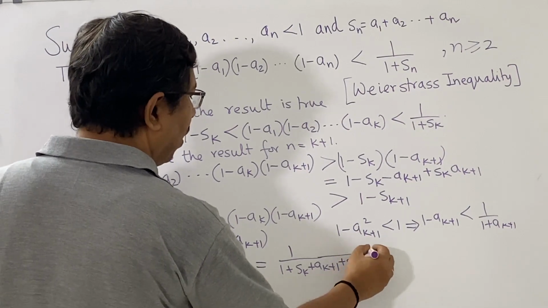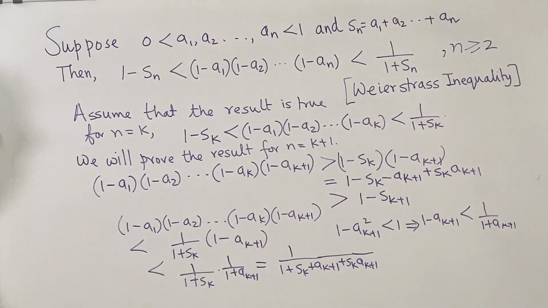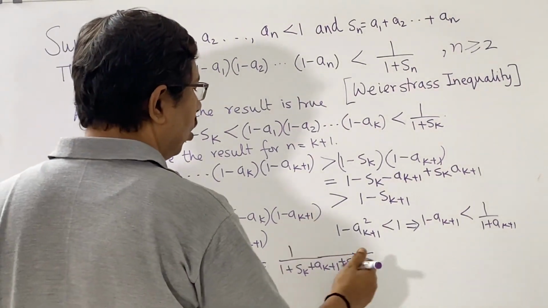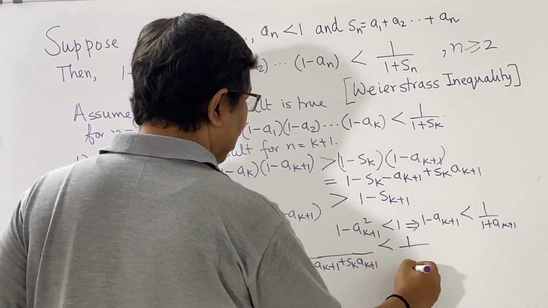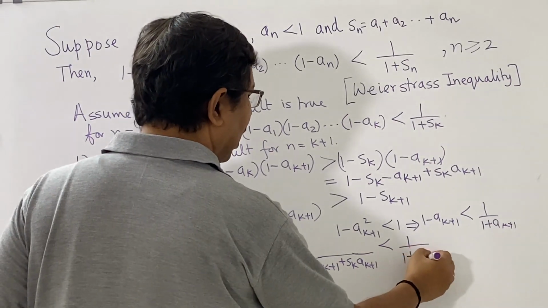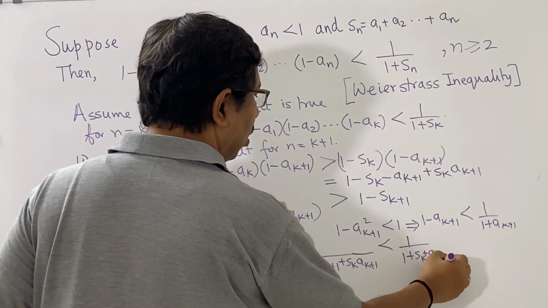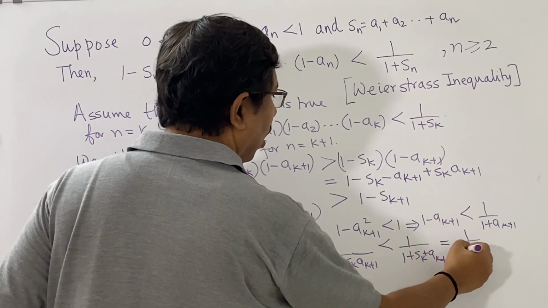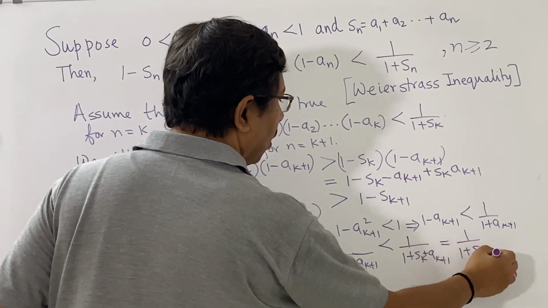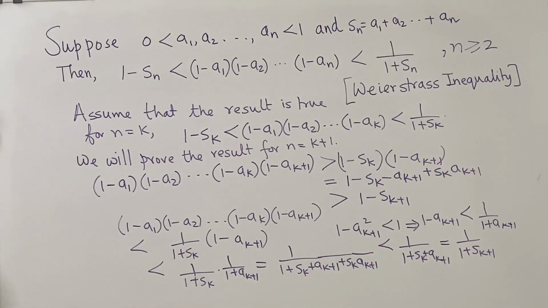Now sk into a k plus 1 is a positive quantity, and if we omit that from the denominator, what we get will be a larger quantity. So this is less than 1 by 1 plus sk plus a k plus 1, which is equal to 1 by 1 plus s k plus 1. Therefore, by the principle of mathematical induction, we can claim that this inequality is true for every n where n is greater than or equal to 2. Thank you.